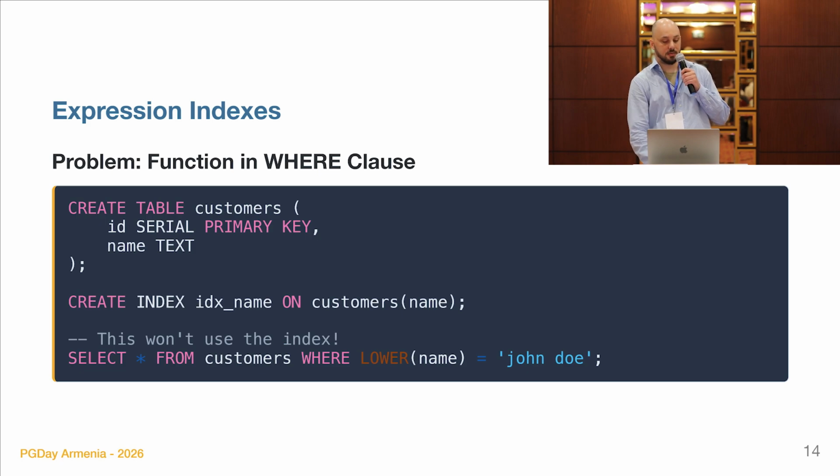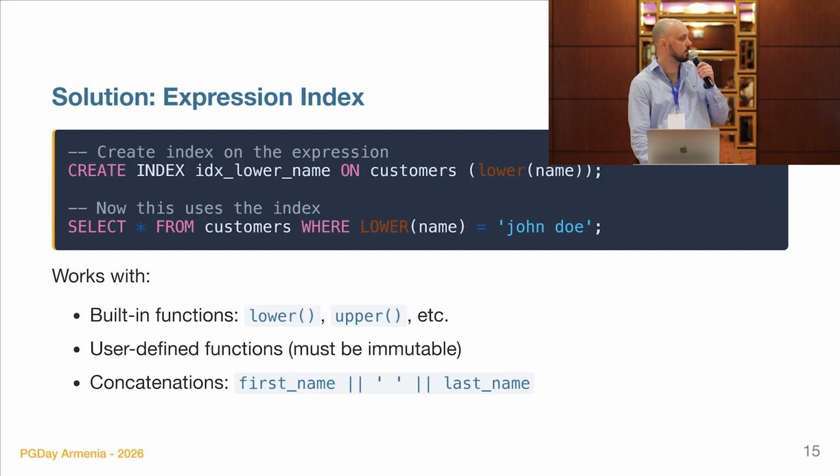Like we are searching for name with the lower function here. Yes, we have an index for name, but it doesn't match exactly this expression, so the index is not going to be used. Postgres can't use the index on these conditions. How do we fix it? We use the same function that appears in the where clause on the index definition. Now Postgres can use the index, and this is called an expression index.